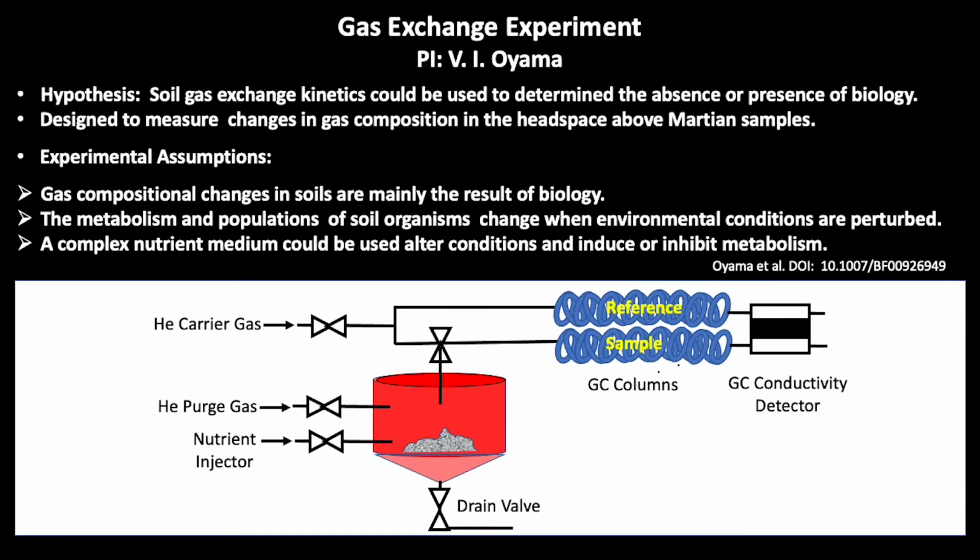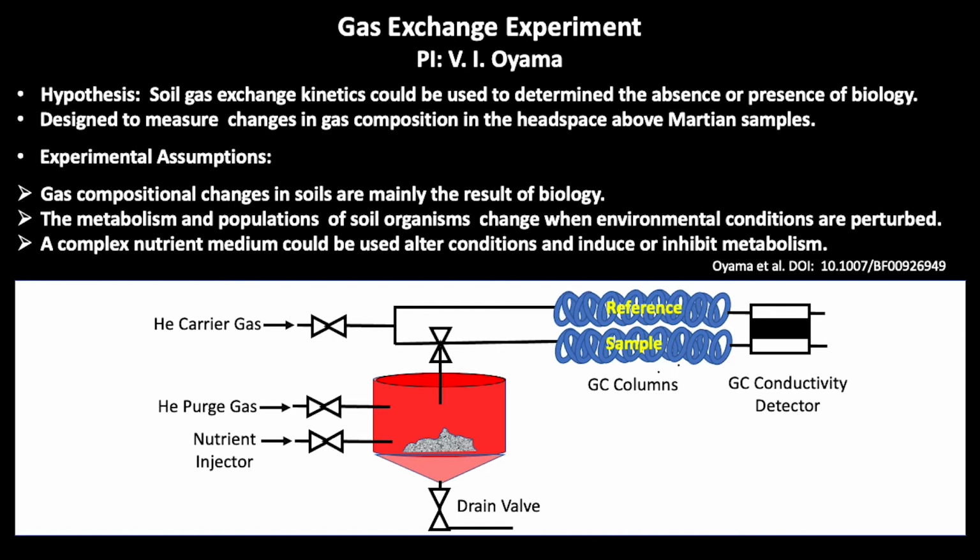The Viking gas exchange experiment was based on the hypothesis that soil gas exchange kinetics could be used to determine the absence or presence of biology, and correspondingly was designed to measure changes in gas composition in the headspace above Martian samples. It was based on the assumption that gas compositional changes in soils are mainly the result of biology. Second, that metabolism in populations of soil organisms change when environmental conditions are perturbed. And finally, a complex nutrient medium could be used to alter the conditions and induce or inhibit metabolism.